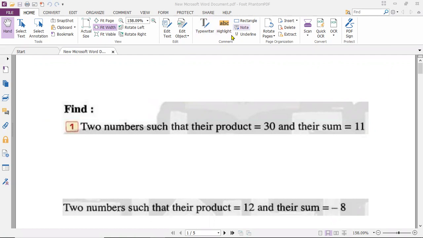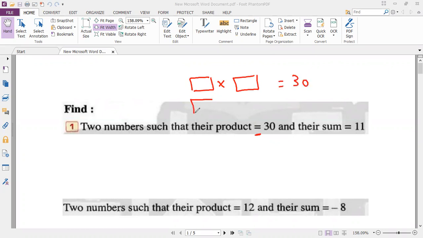Let's have a look at this question. Find two numbers such that their product is 30 and their sum is 11. So I want to get two numbers. When multiplying them, we get 30. And when adding them, we get 11.